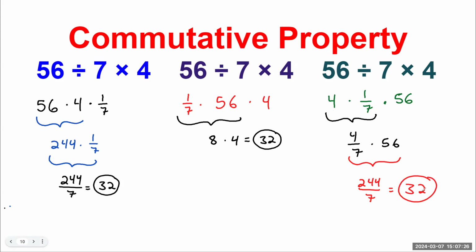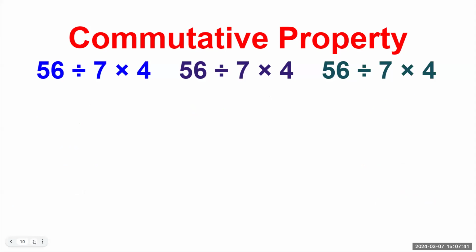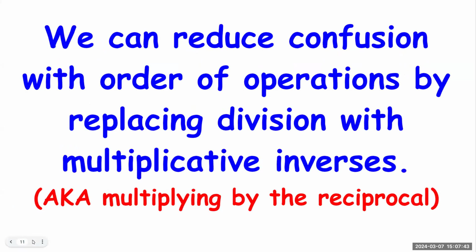So the purpose of this is to show that if we replace division with multiplicative inverses, we can reduce some of the confusion that occurs with multiplication and division within the order of operations. All right. Now, this is also known as just multiplying by the reciprocal, and it is the exact same thing we do when we use keep, change, flip when we divide fractions.